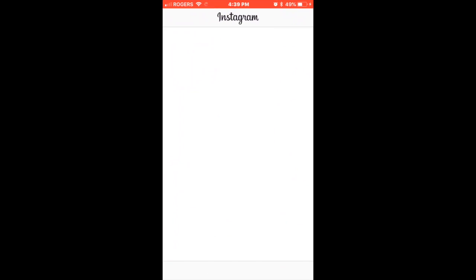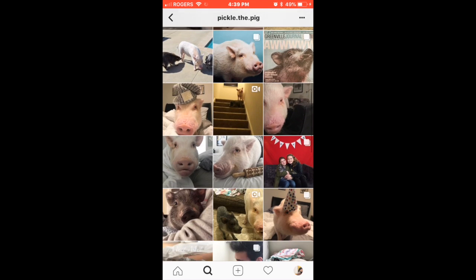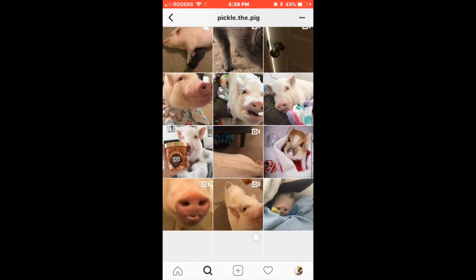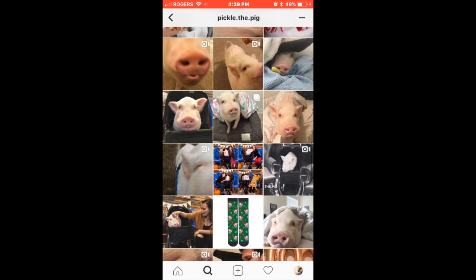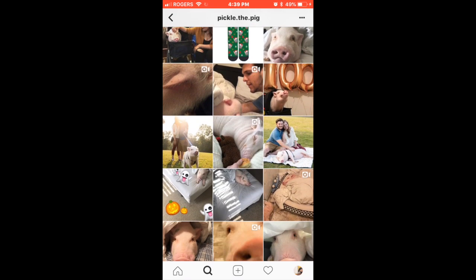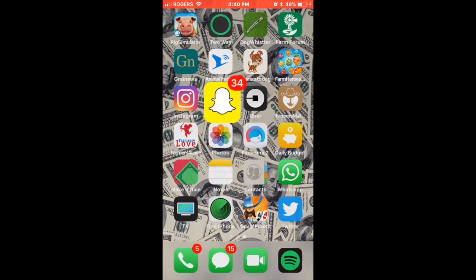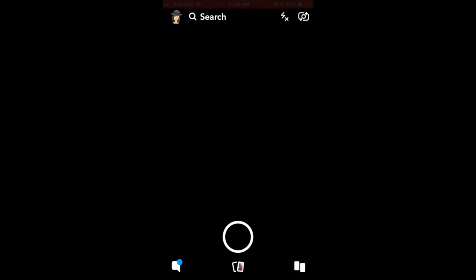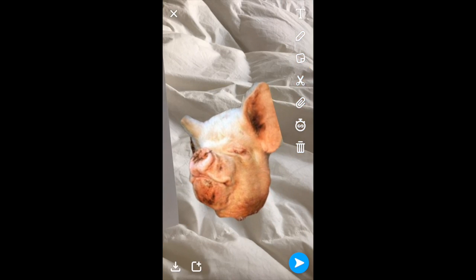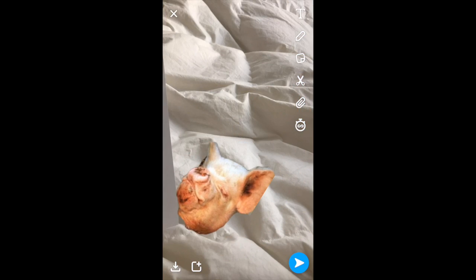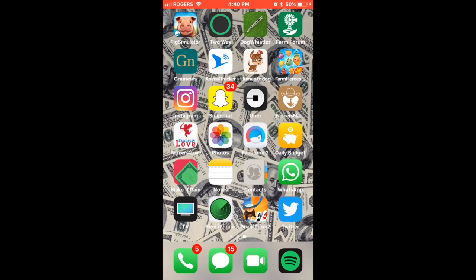Next we have Instagram, which Napoleon loves to post about his life, loves to keep people posted, and likes to look at other people's pages. This is one of his favorites. Pickle the Pig. Next is Snapchat. Napoleon loves to snap his neighbors and his fellow pigs.